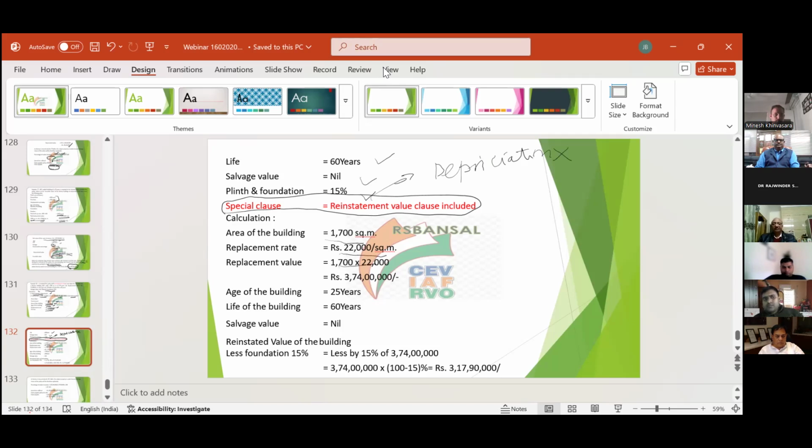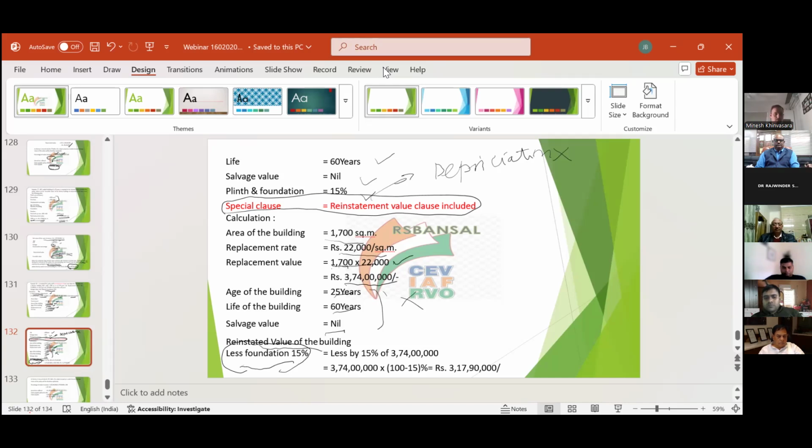So area of the building is 1700 square meter, replacement rate is 22,000 per square meter. Replacement value comes out to be 1700 into 22,000, 3 crore 74 lakh. Age of the building 25 years, life of the building 60 years, salvage value nil. So depreciation is not to be considered. Only thing you have to calculate is the reinstatement value of the building less 15% of the foundation. That is to be considered.